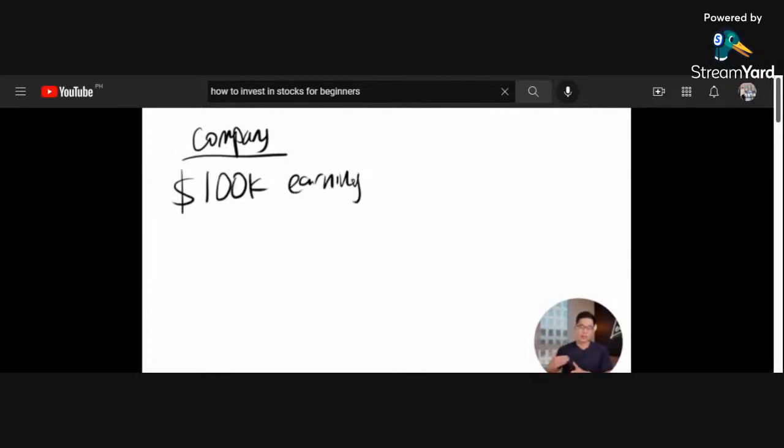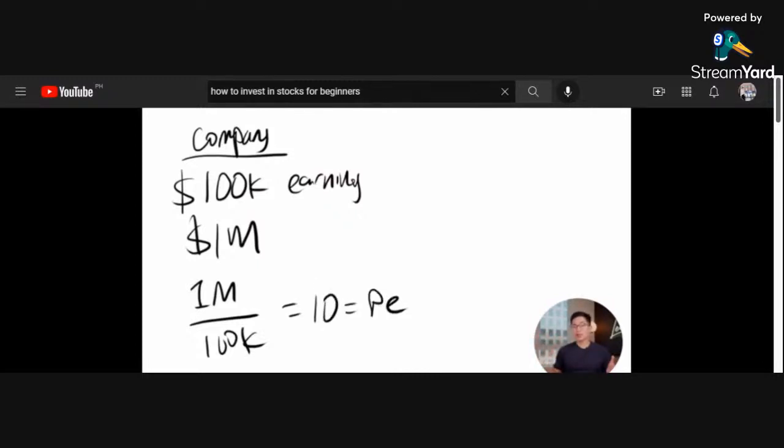So let's go into an example about the PE ratio, right? Let's say you have a company that hit $100,000 in earnings last year, and it sells for $1 million. This means that the PE ratio is 10, because you take your $1 million, divide by 100K, and that gives you 10. What this does is it allows you to compare this company with other companies based on the price and how much money the business is earning.